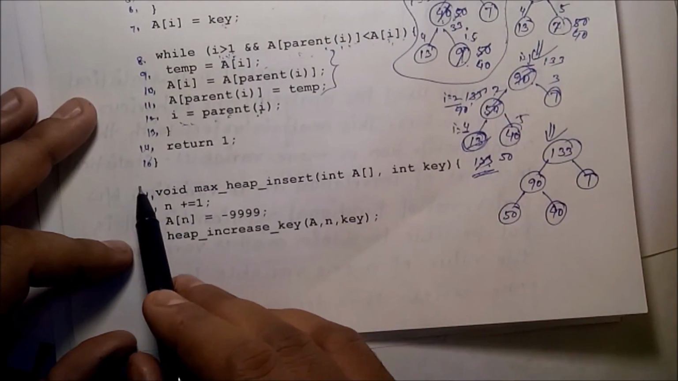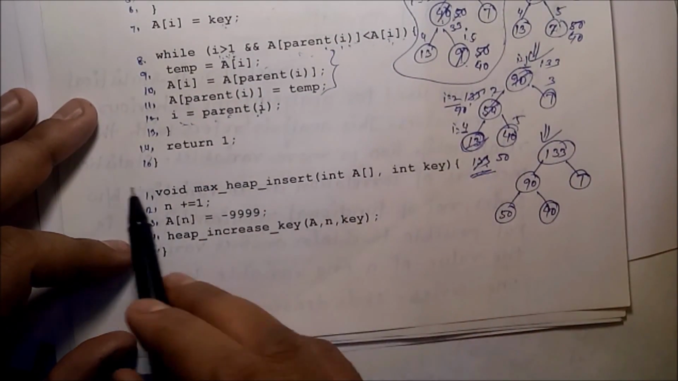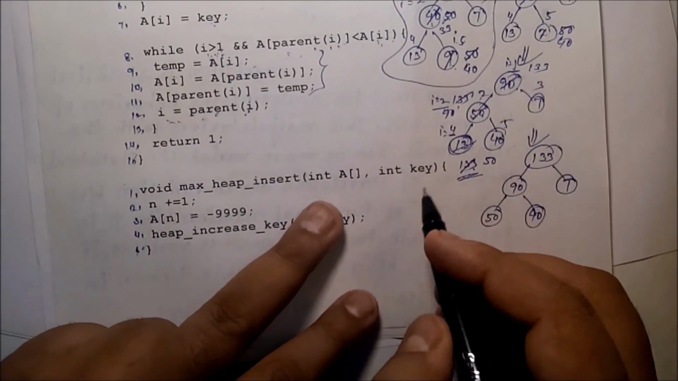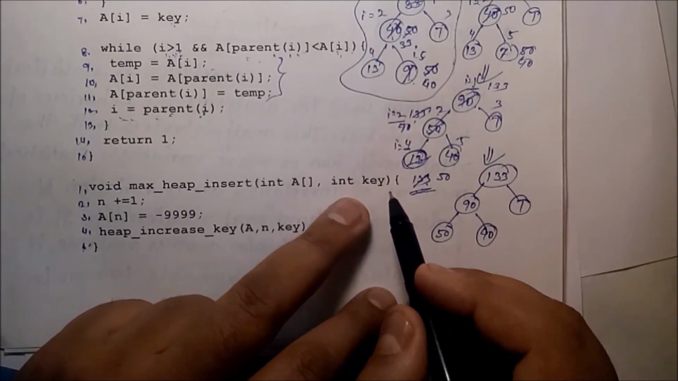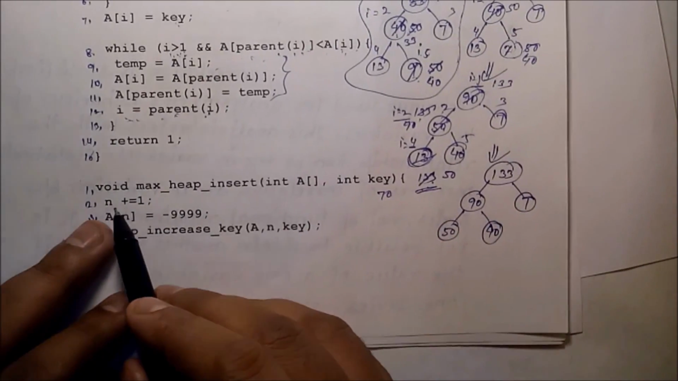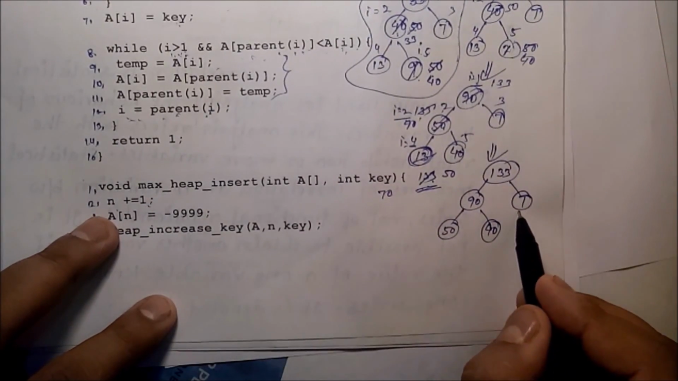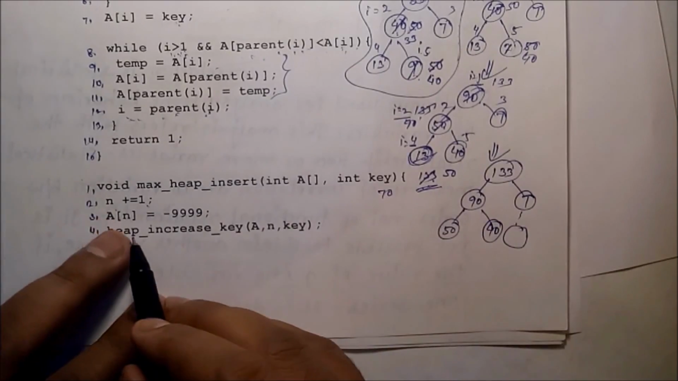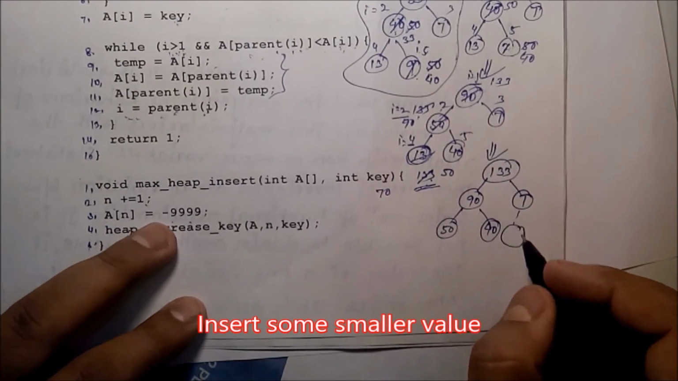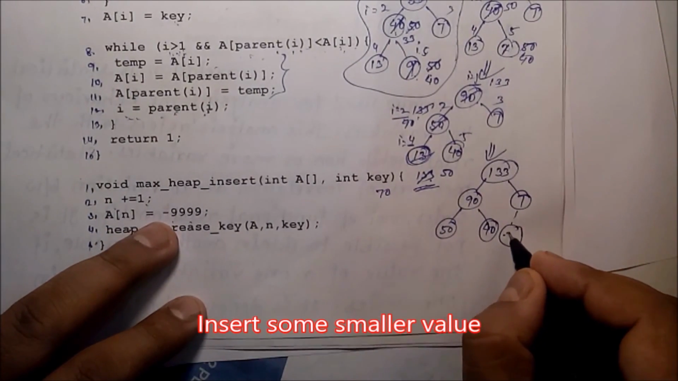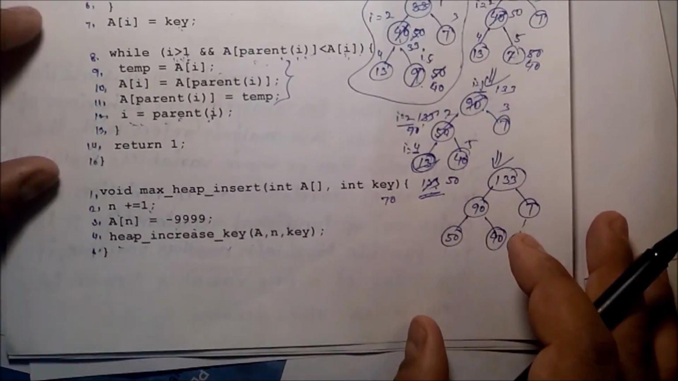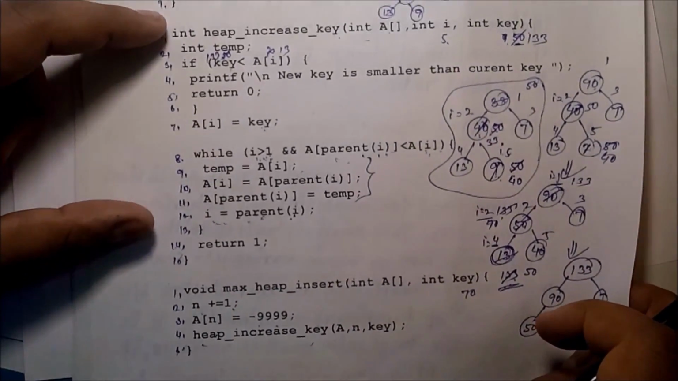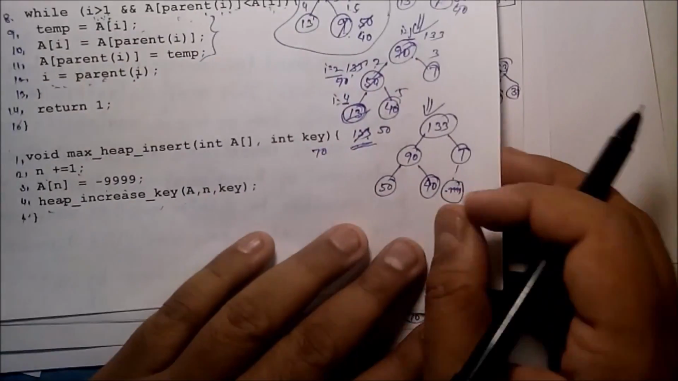Now this one is inserting data into the max heap. Suppose you want to insert a key, say 70. Increment the heap size. Now this particular part will be the heap, and insert our negative value, say negative 999. Apply heap increase key, apply this particular function to this one.